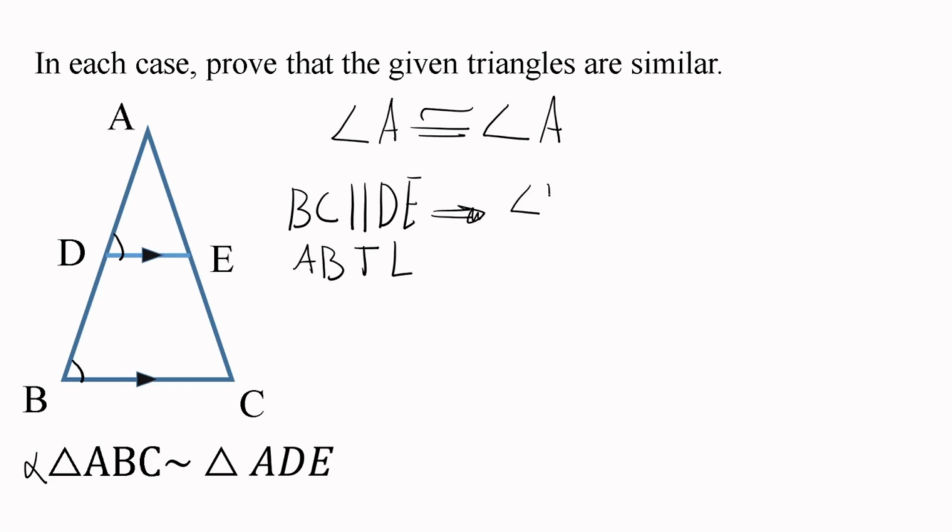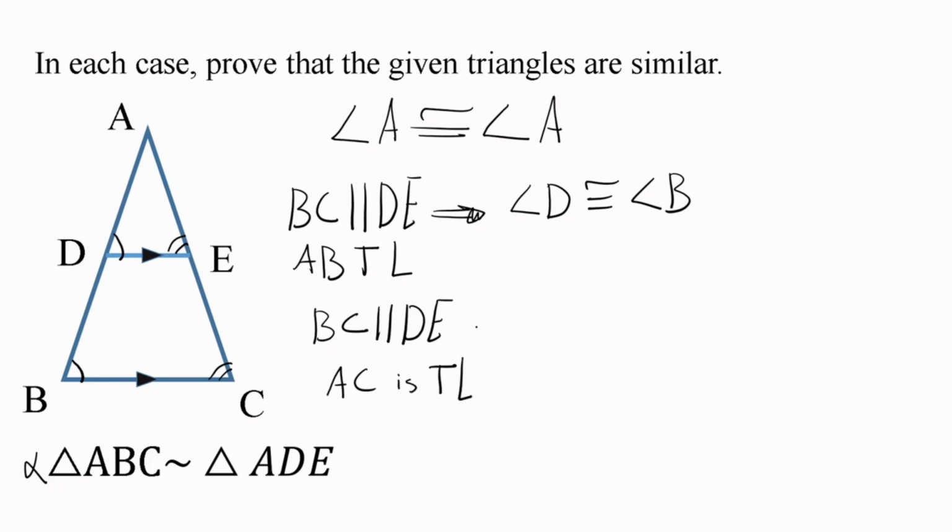So angle D is congruent to angle B. And again, with the same scenario, I'm going to write it here. Again, BC is parallel to DE, and this time AC is the transversal line. So these are going to be corresponding angles. So angle E is congruent to angle C.